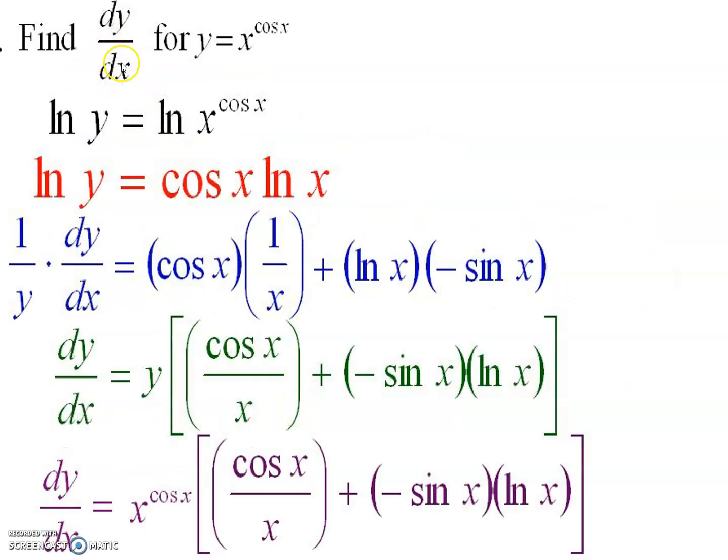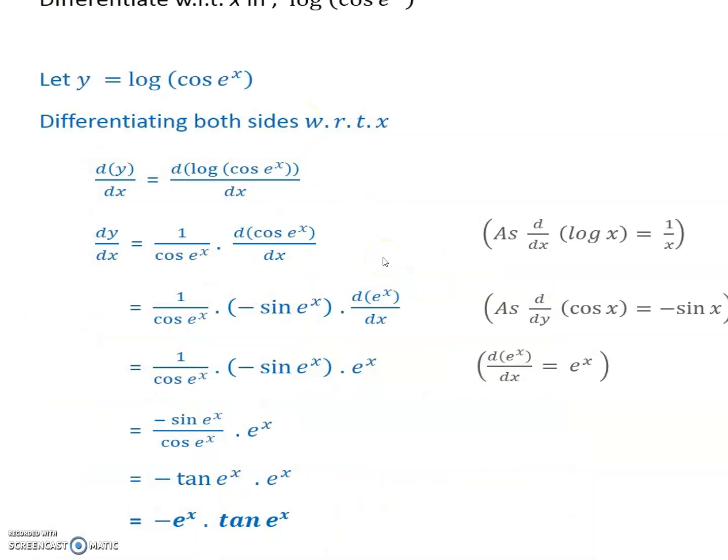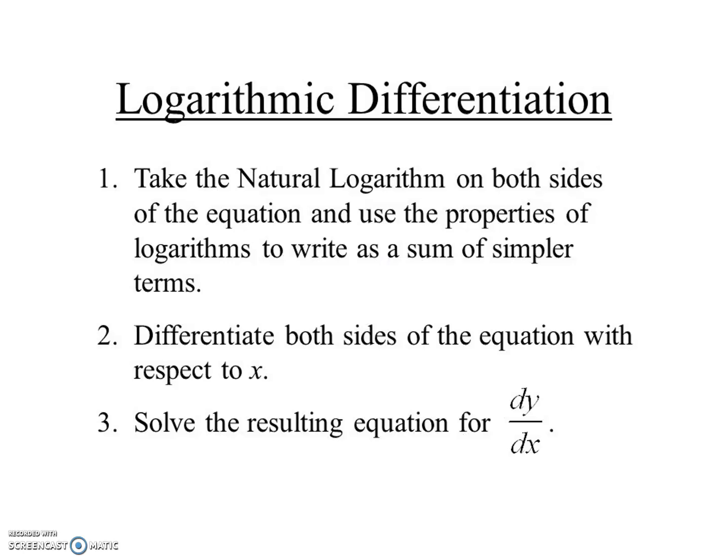Now dy by dx, where y is equal to x raised to x. So it is not directly possible. We must check that this falls under logarithmic differentiation. What is it actually called? Take the natural logarithm on both sides of the equation and use the properties of logarithm to write it as a sum of simplified terms. Differentiate both sides of the equation with respect to x. Solve the resulting equation for dy by dx.